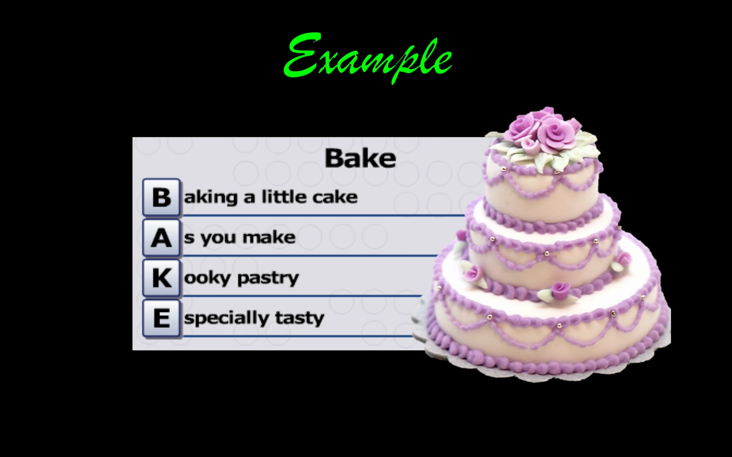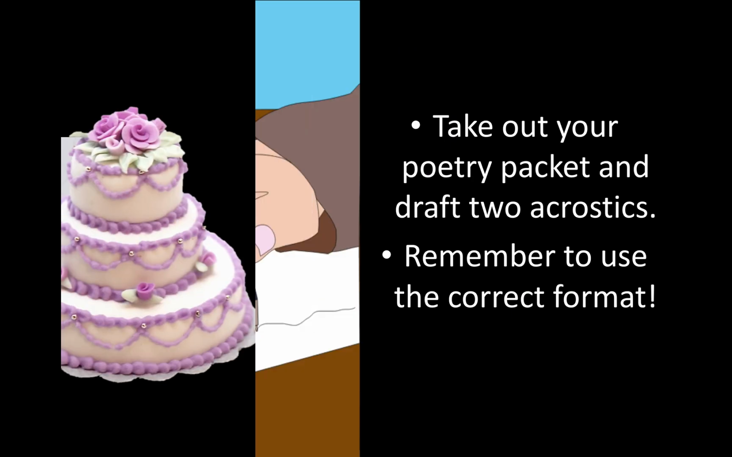So bake is spelled out for their acrostic. Baking a little cake as you make cookie pastry especially tasty. So they tried to rhyme here between the first and second line and the third and fourth. Remember, you don't have to rhyme with acrostics, but you certainly may if you want to. And again, these are full sentences.